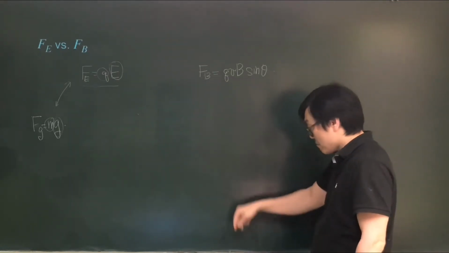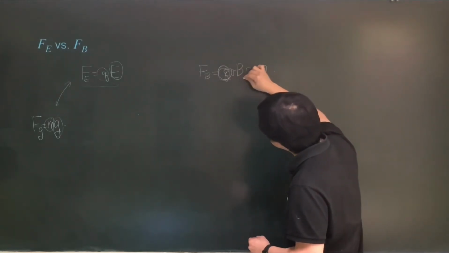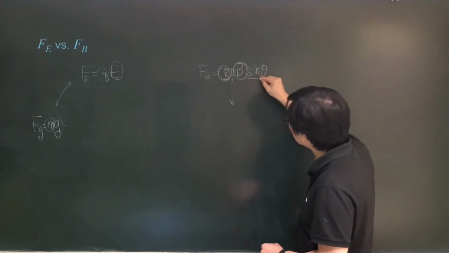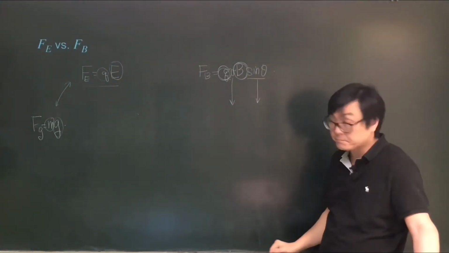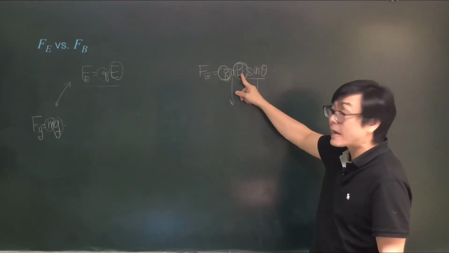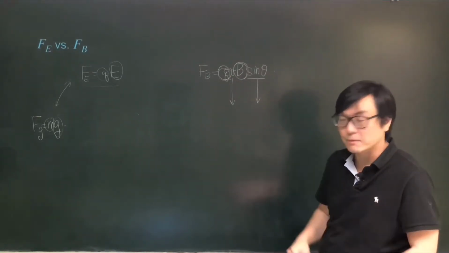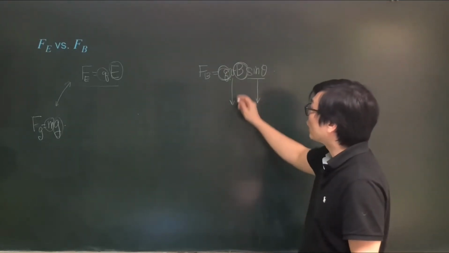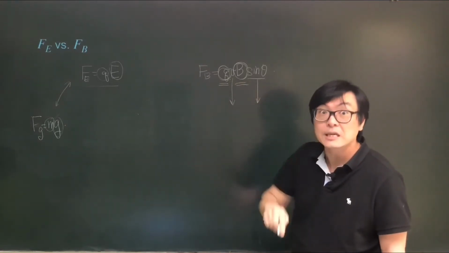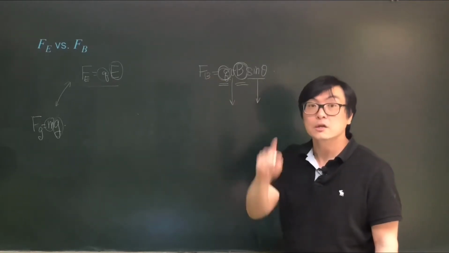Compared to that one, magnetic force: we have a charged particle inside the magnetic field. We have two additional factors to decide magnetic force. So magnetic force depends on charge, magnetic field, and also the speed of the particle and the angle between the movement of the particle and the magnetic field. So although you have a charged particle inside the magnetic field, if either velocity or sine theta equals 0, then this magnetic force could be 0.